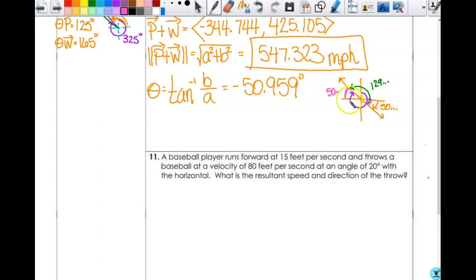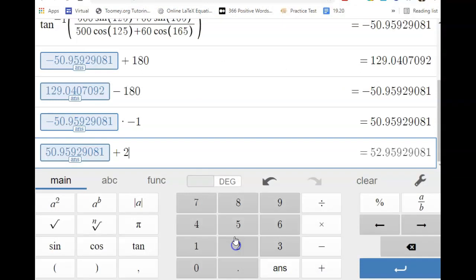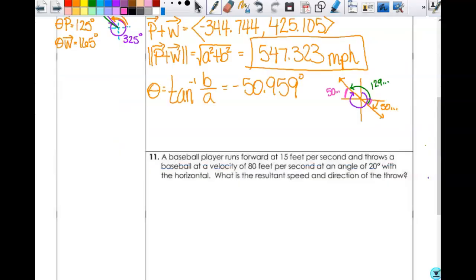This is 270 plus that 50. So now that I have that 50, I'll use my answer plus 270. There's my number, 320.959. So my theta that I want for my answer, which is the bearing, which is beta, is 320.959 degrees.